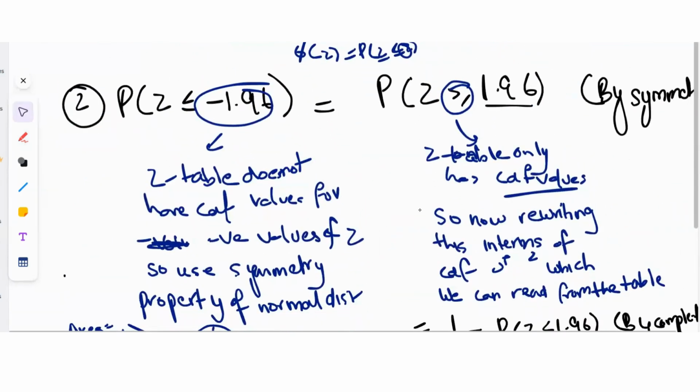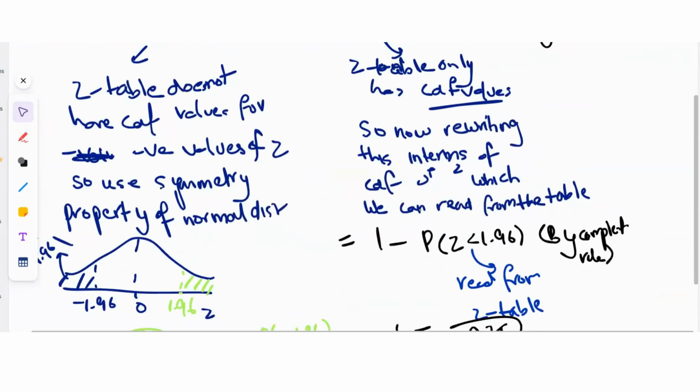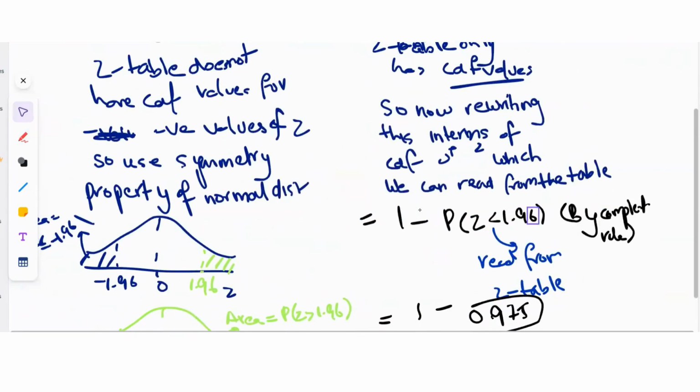So if you see a negative value of Z, the first thing you should do is use the symmetry property and write it in terms of positive values. After we did that, we had another problem: the table only has CDF values, and it was not in the form of a CDF. So what we did was rewrite it in the form of a CDF using the complement. And then you could finally read this from the table.